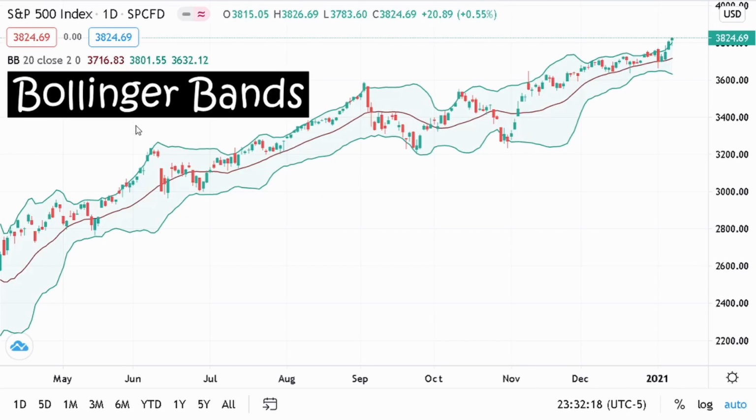Bollinger Bands is a popular technical indicator that uses both a trend indicator and a volatility indicator to make predictions on price movements in the stock market. We're going to go over how to calculate the bands as well as a strategy when using this technical indicator.